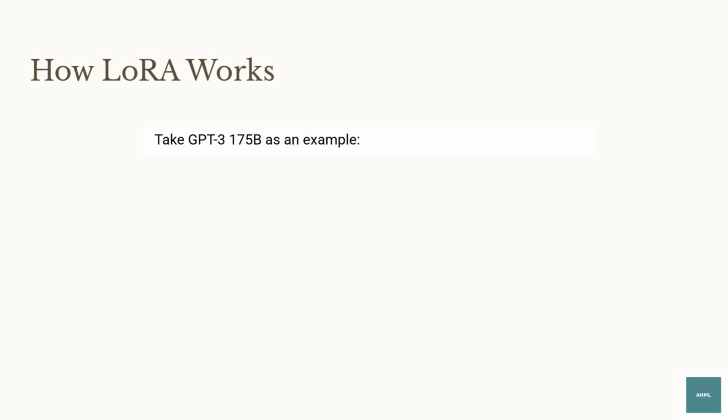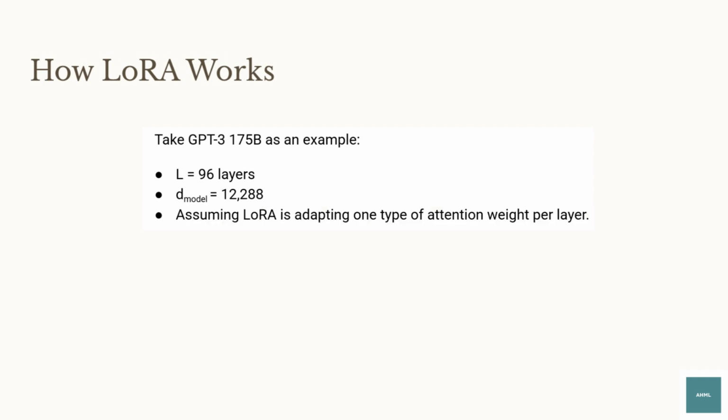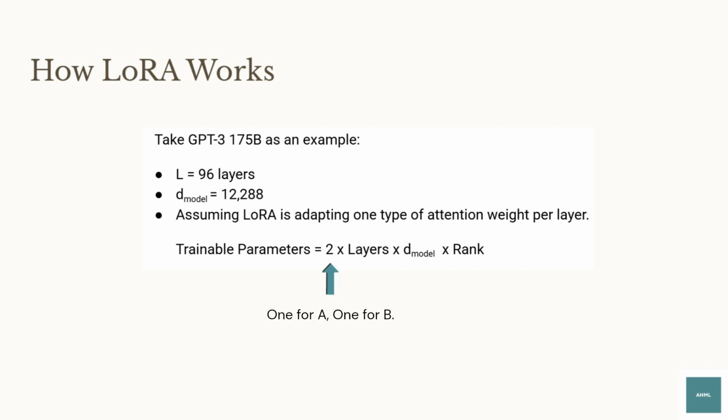Take GPT-3-175B as an example. This large language model has 96 layers, each with an input and output dimension of 12,288. If LoRA is applied to just one attention weight matrix per layer, the number of trainable parameters is calculated as 2 times the number of layers times the layer dimension times the rank. The factor of 2 accounts for the two low-rank matrices A and B. When rank equals 8, trainable parameters amounts to 18 million, which is about 10,000 times fewer than GPT-3's total number of parameters.